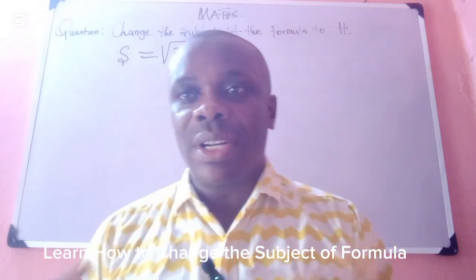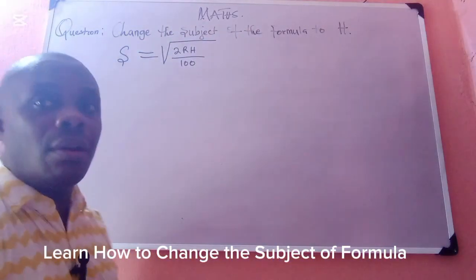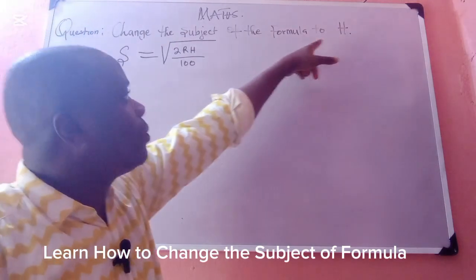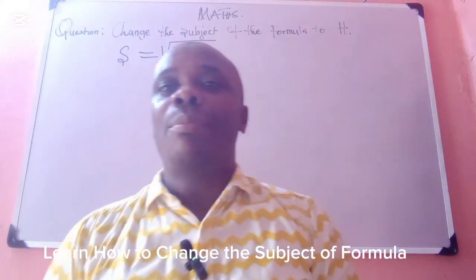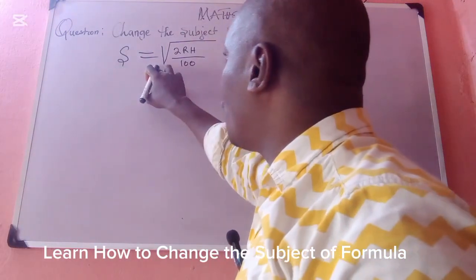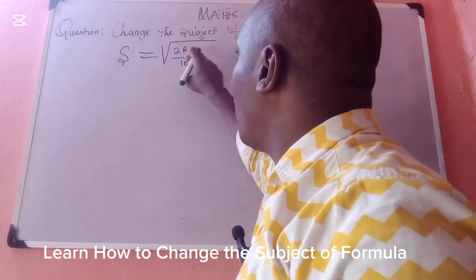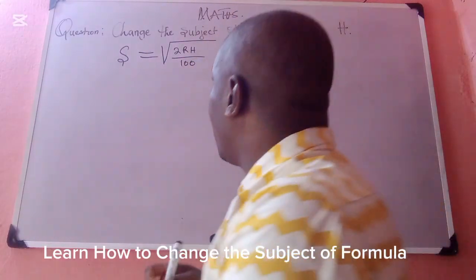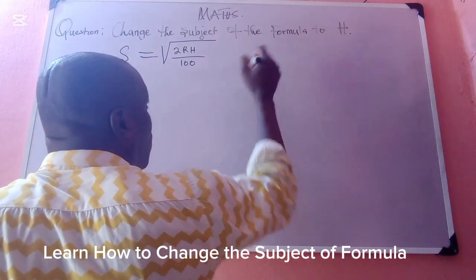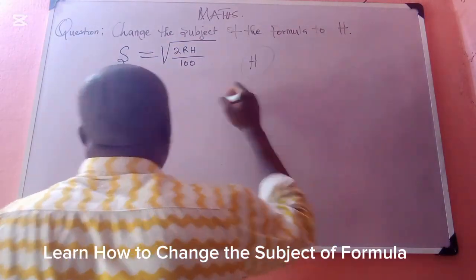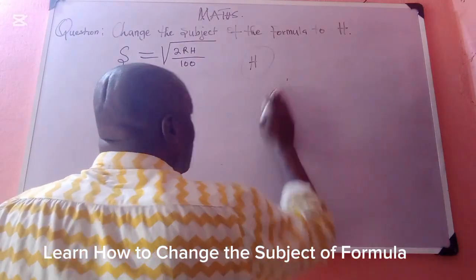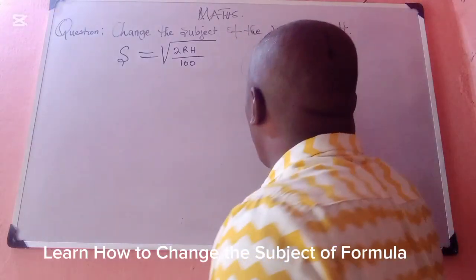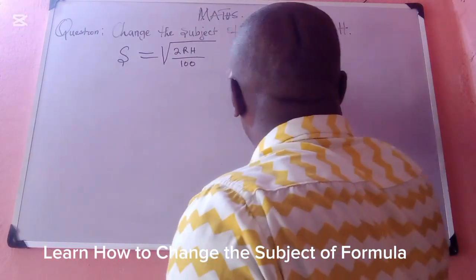Now let's look at the question on the board. The question says: change the subject of the formula to H. If you look on the board, we have a formula S equals root 2H all over 100. So what this question is saying is that we should make this quantity, which is H, stand alone. So we want H to be the subject.